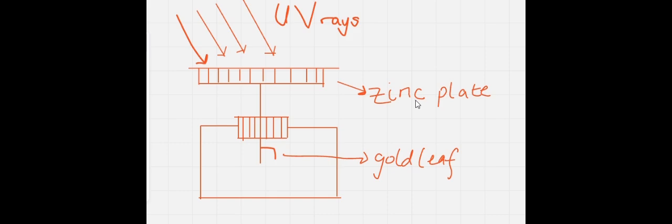The zinc plate, metal stem and gold leaf are all negatively charged. And so the gold leaf, which is really, really light, is repelled from the metal stem because they share a like charge.